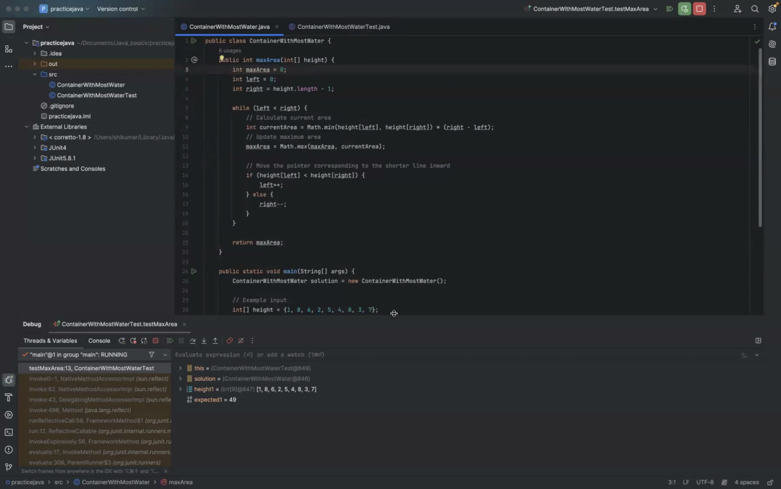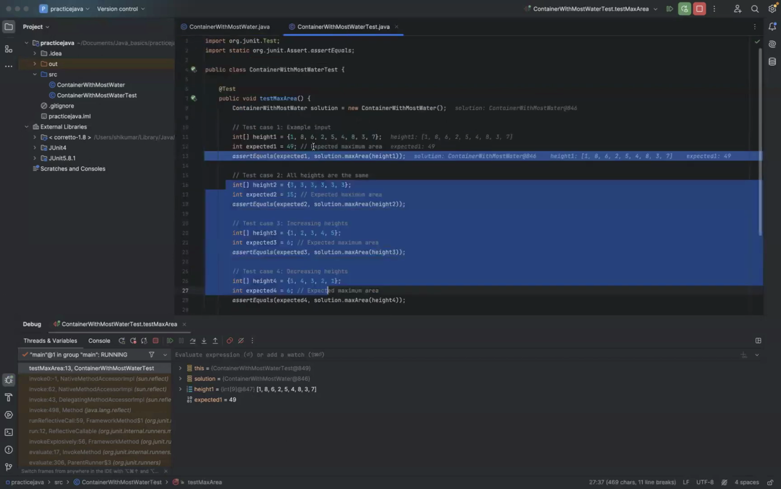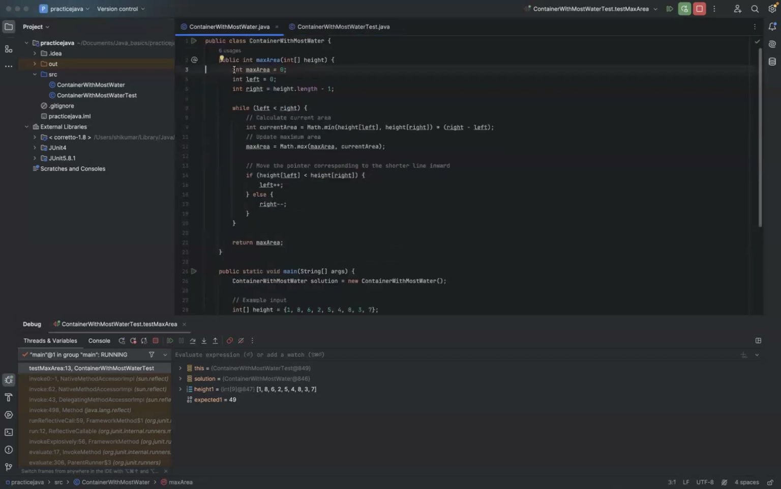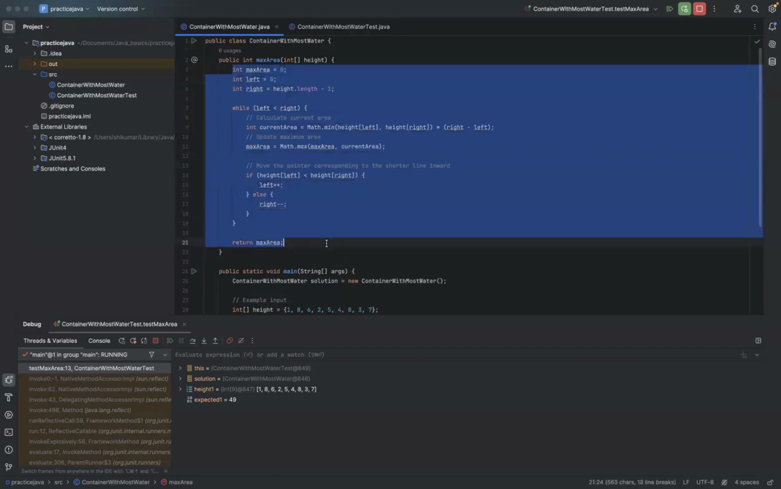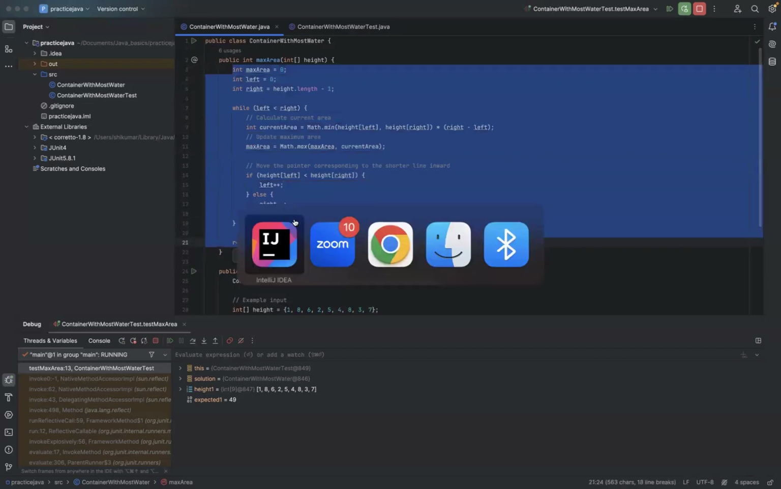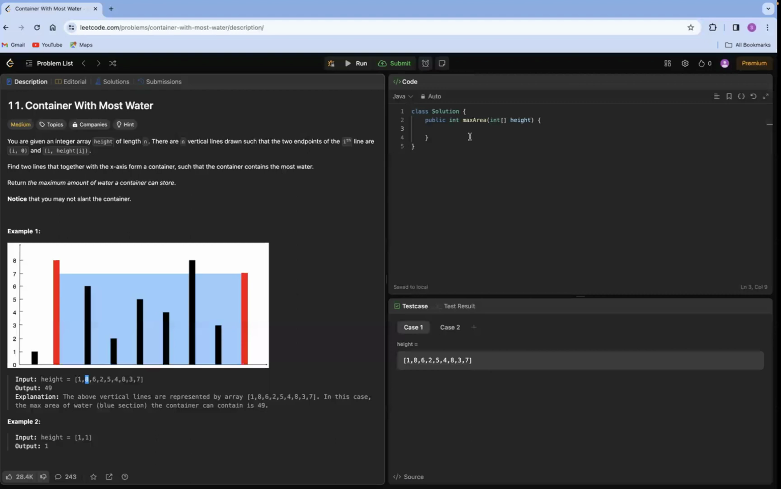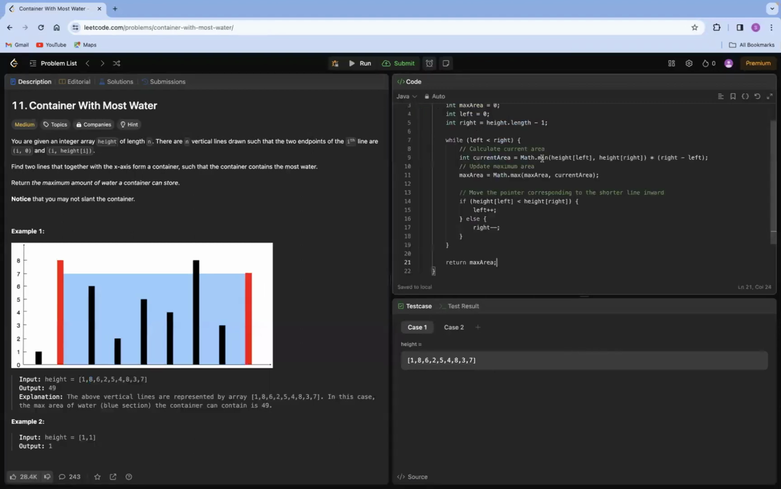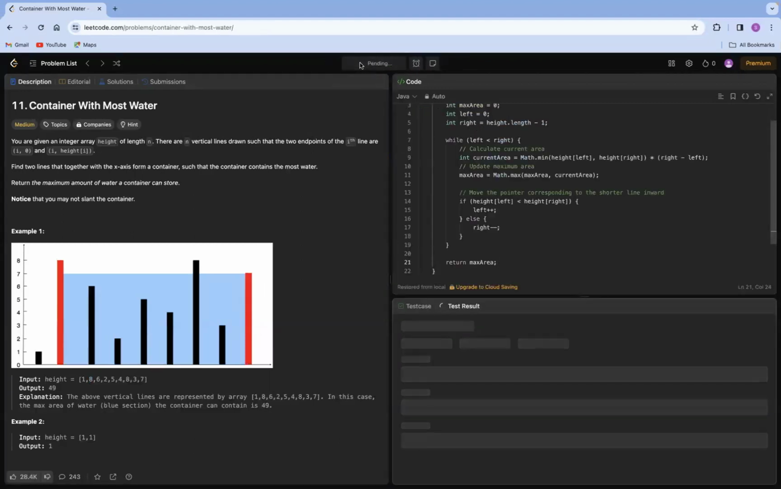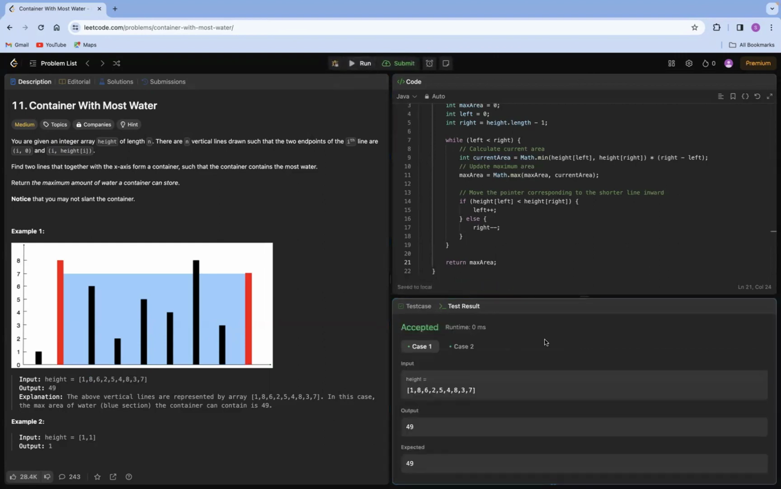So I will clear the debugger and let's take this. We will keep the same over here. Already this video went too long. I'll keep this here. I will just run it. Yeah, so we got it. So this is how we can solve it.